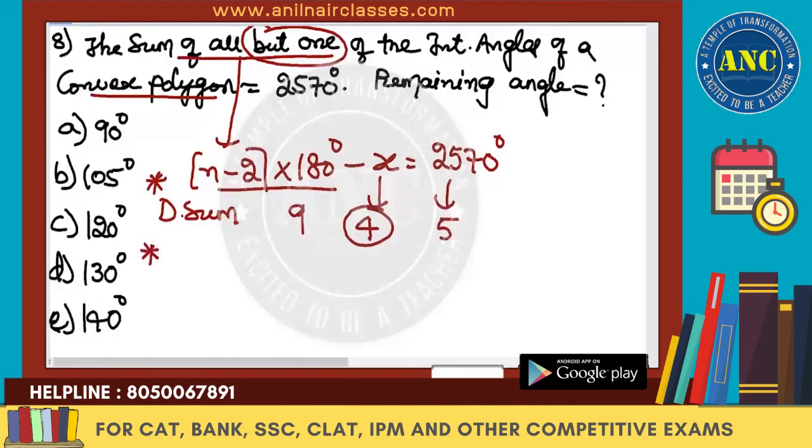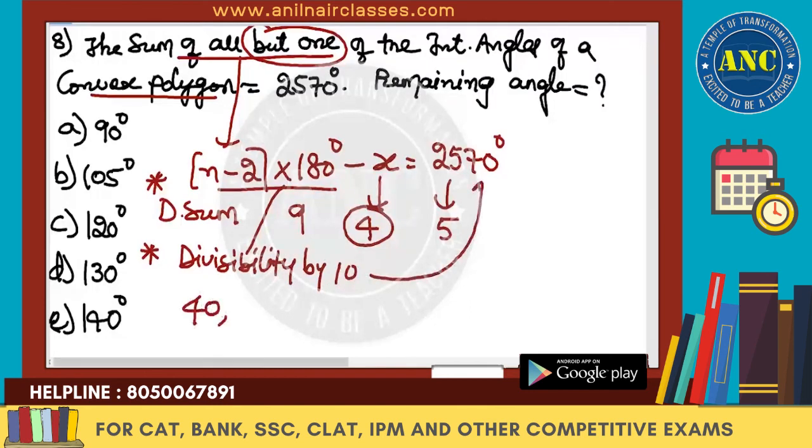Second point: 180 is divisible by 10, and 2570 is also divisible by 10. So x should be divisible by 10. It could be 40, next is 130, next is 220 and so on: 40, 130, 220 and so on.